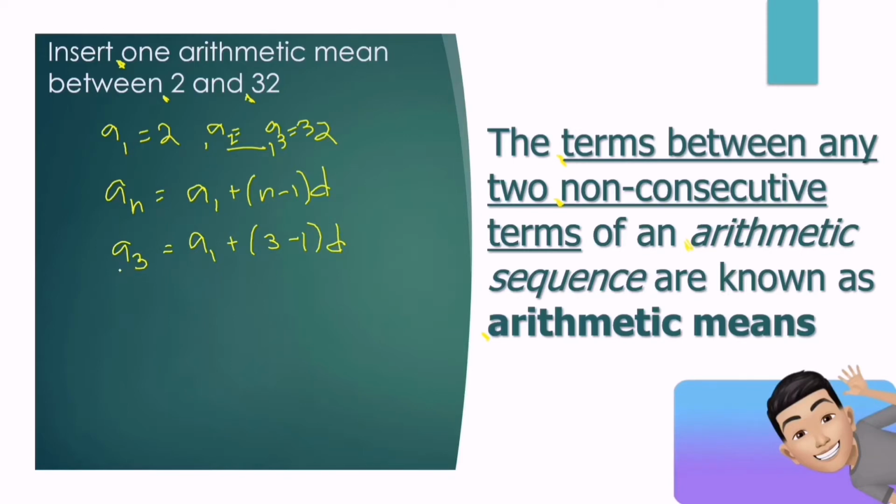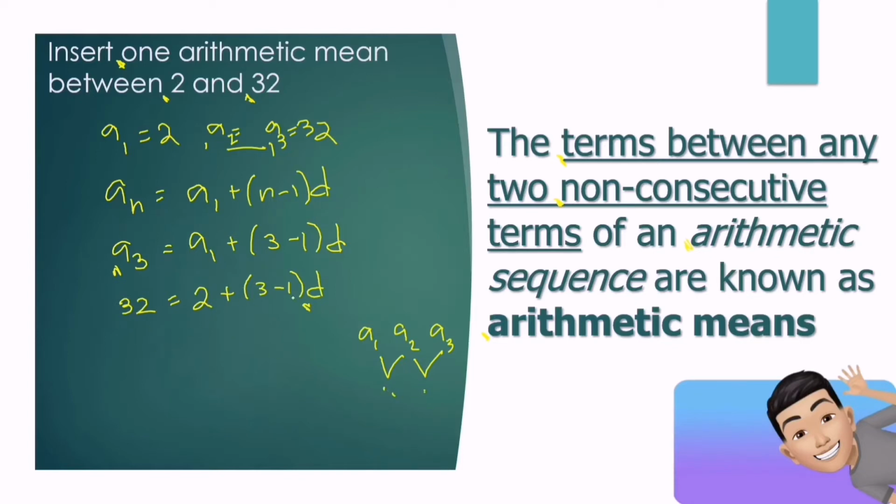Meron tayong a sub 3. Anong value nun? 32. Ano naman ang value ng a sub 1? 2. Plus 3 minus 1 times the common difference. So, ibig sabihin pala, pag ginamit natin yung finding the nth term na formula sa paghahanap ng arithmetic mean, ay kailangan natin syempre ng common difference para the same yung distance. Kasi nga, di ba, dahil arithmetic mean yun, a sub 1, a sub 2, at saka a sub 3, ayan, the same yung distance dapat nyan. Common dapat dito.